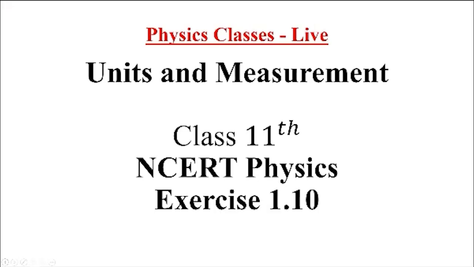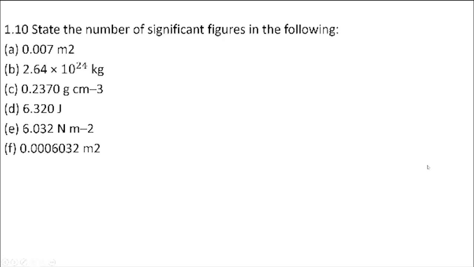Hello everyone, in this video we are discussing exercise 1.10 from class 11th NCERT physics chapter Units and Measurement. So moving forward, the question states: state the number of significant figures in the following. In A we have 0.007.